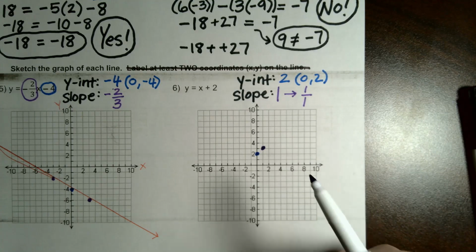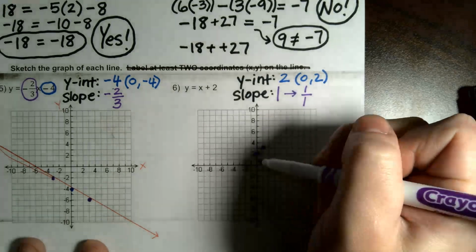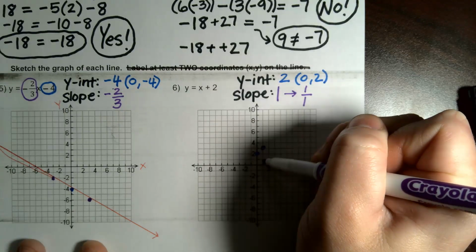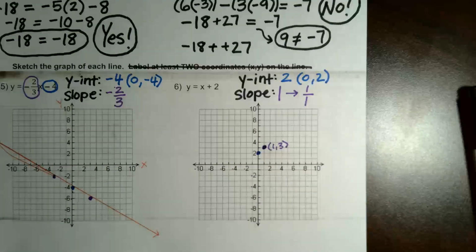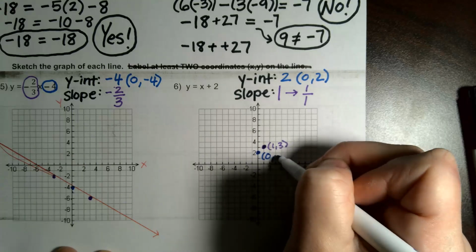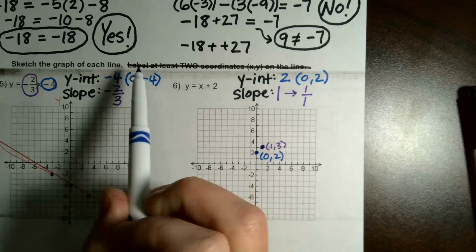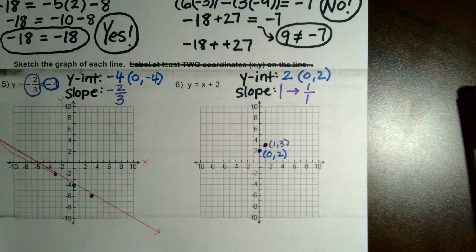Perfect. So again, if you wanted to label your coordinates, just like Candy said, this would be 1, 3. And this would be 0, 2. But like I said before, I'm not going to count you off if you don't label.